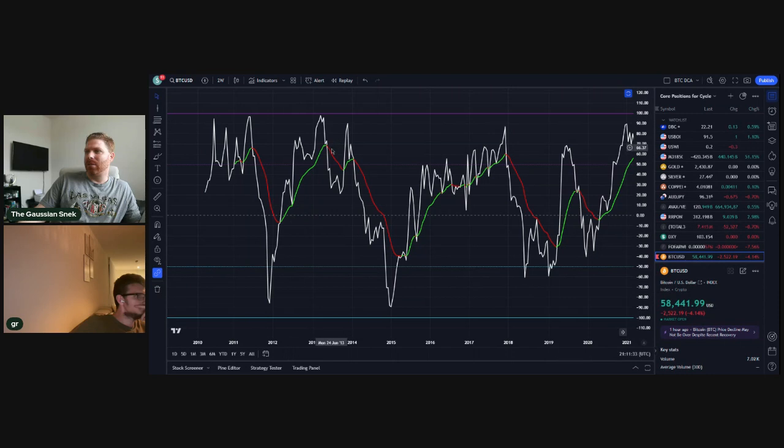2013, the signal line was red for about 6 months. 6 months of red. And then it went green again for another few months. But by then, the market had already topped in November of 2013. Here's a little dead cat bounce, and then down we went into a bear market.